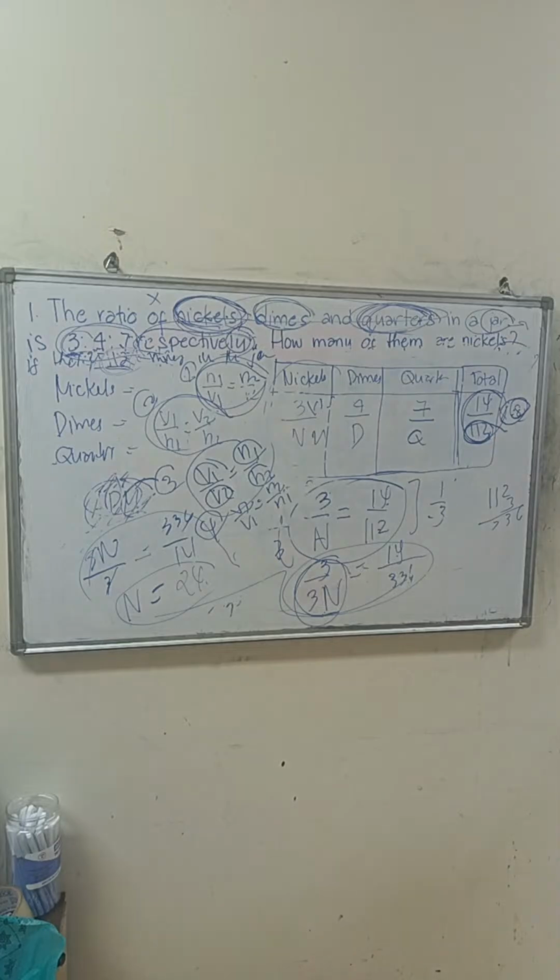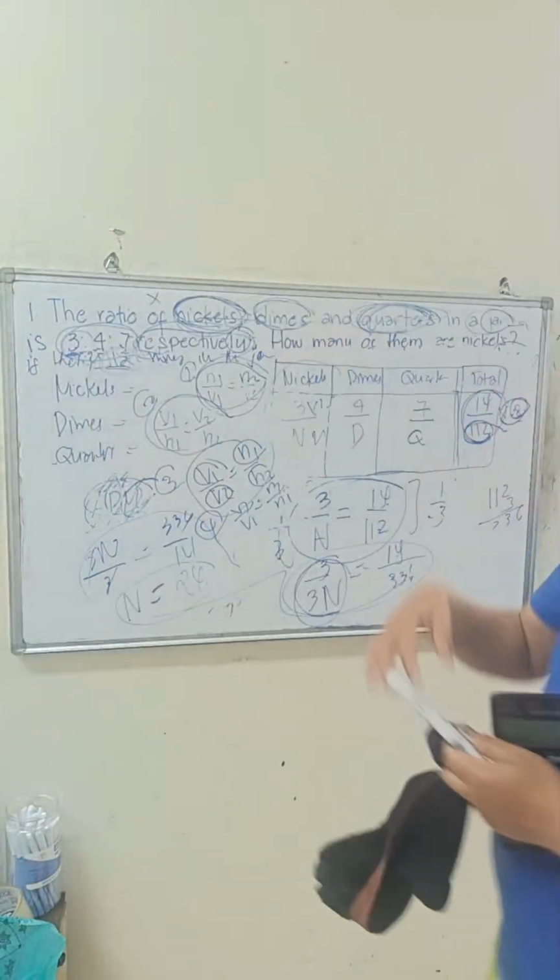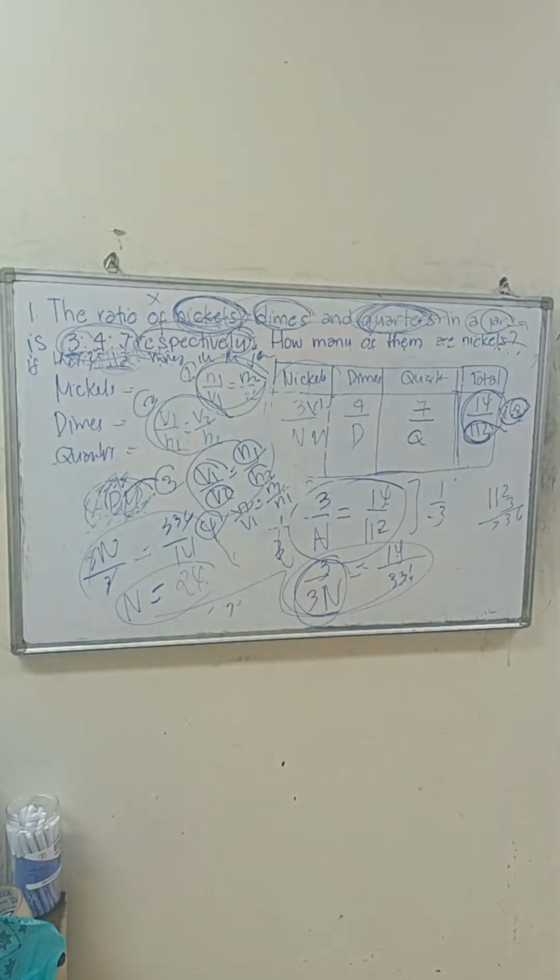Ganon dapat. Things like that, no? Kasi the ratio, the 3 is to 4 is to 7. Pila pa naka-ratio? About 1 million. Okay, so all you have to do is to follow the pattern, no? Choose which one you are most convenient to weld, no?